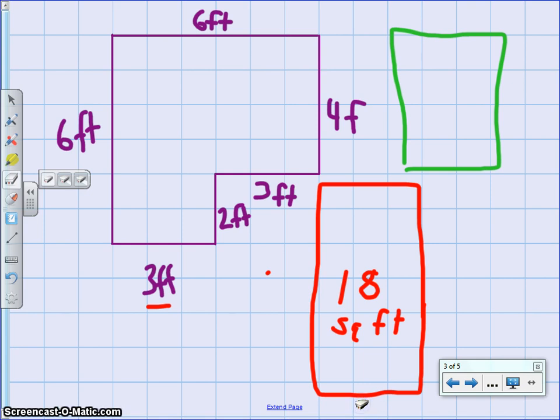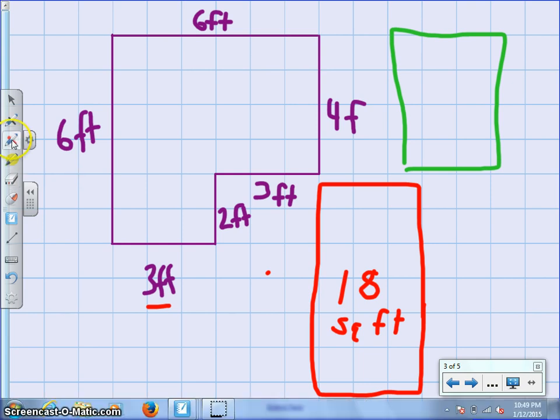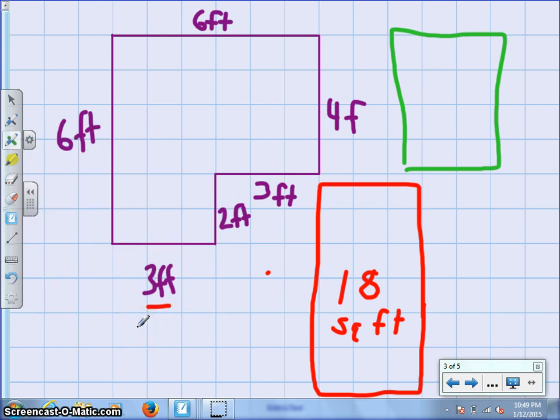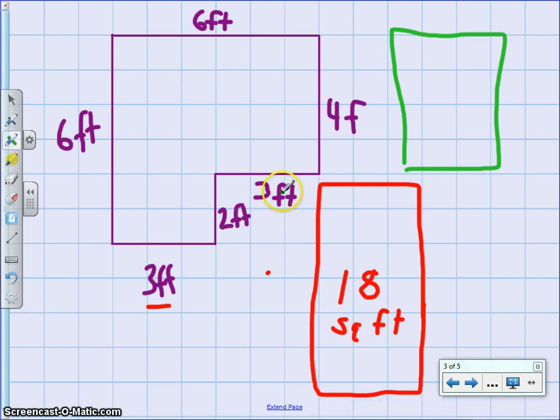And then I just find my green area, and I looked here, and I don't want to use this top measurement for that. I want to use this length down here, which is 3, and I want to use this length on this side, which is 4, and I can just multiply 3 times 4, and this green area is going to be 12 square feet.